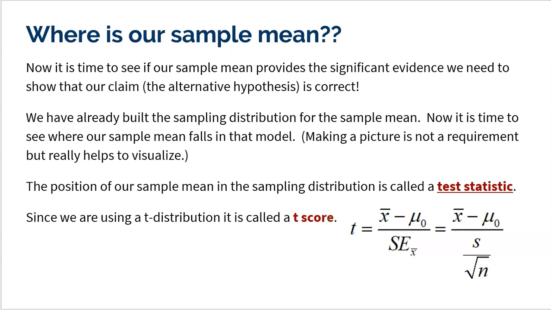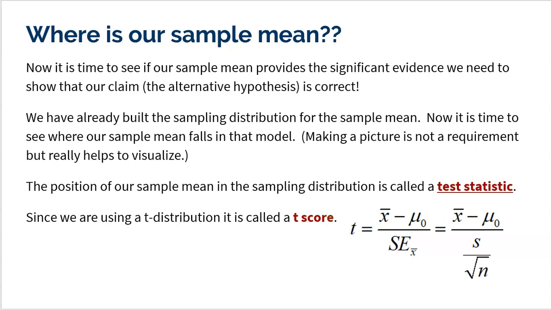that sampling distribution that we built. Now, making a picture of that sampling distribution is not a requirement, but it really does help in seeing where your sample mean falls. And then you could literally see, is it significantly high, significantly low, or no, pretty standard in the middle. The position of our sample mean in that sampling distribution is called a test statistic, otherwise known as a t-score. Now, it's not a z-score, remember, because it's a t-distribution. It's a t-score. But the idea of how to solve it is exactly the same.